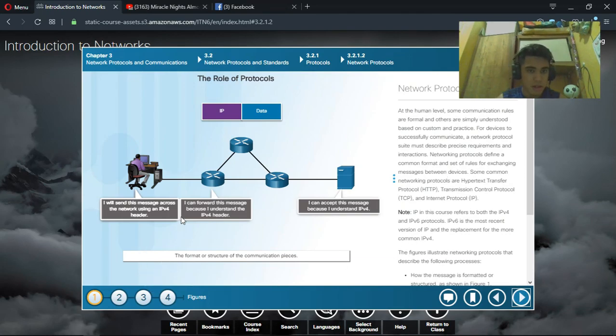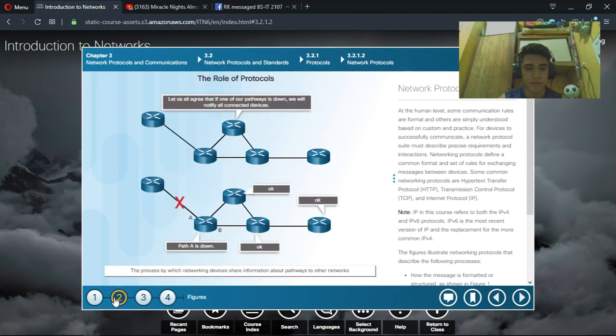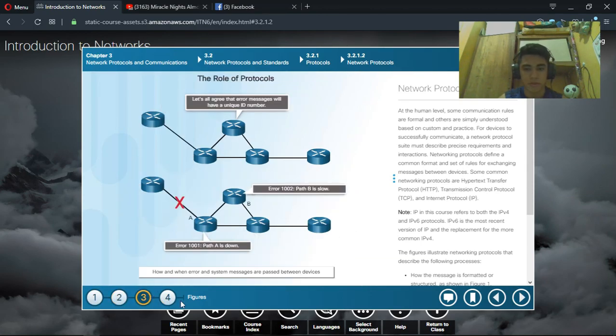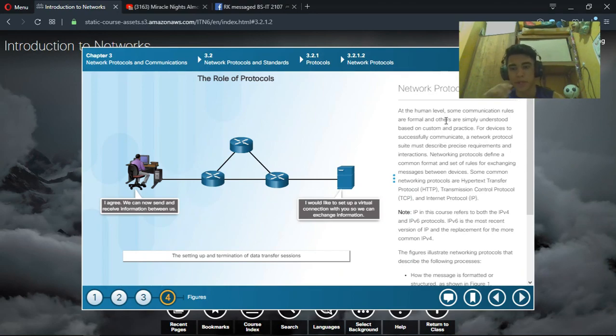The role of protocols is the formal structure of the communication process. I will send a message across the network using an IPv4 header. At the human level, some communication rules are formal and others are simply understood. IP in this course refers to both IPv4 and IPv6.